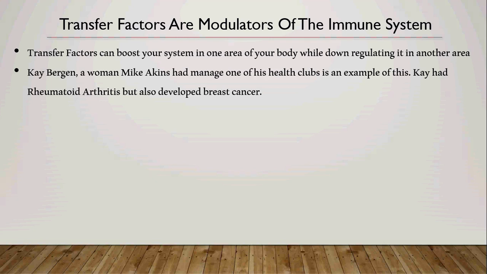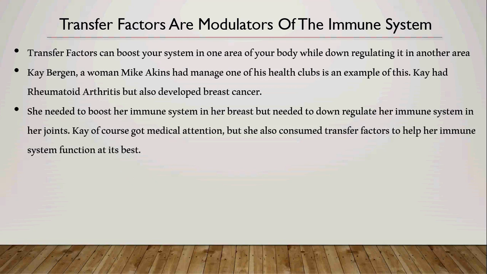Well, the transfer factor has the ability to both boost and to suppress. Now, Kay Bergen is a woman Mike Akins had managed one of his health clubs a few years back, and she's an example of this. Kay had rheumatoid arthritis, but also developed breast cancer. She needed to boost her immune system in her breasts, but needed to downregulate her immune system in her joints. Now, Kay, of course, got medical attention, but she also consumed transfer factors to help her immune system function at its best.